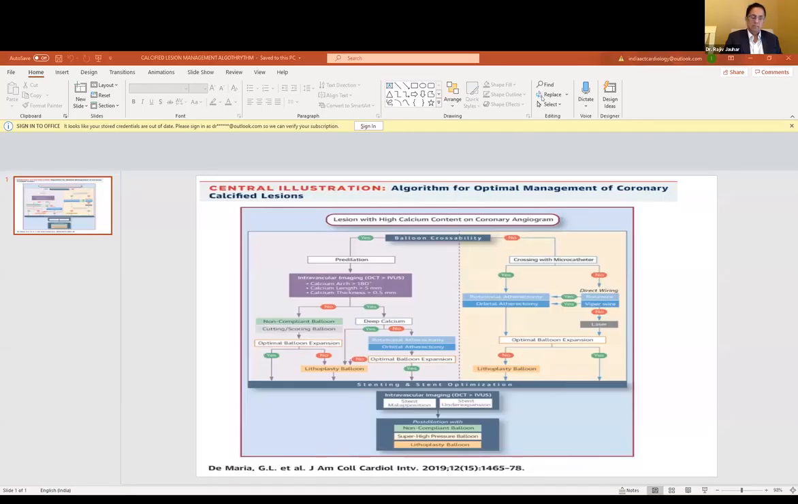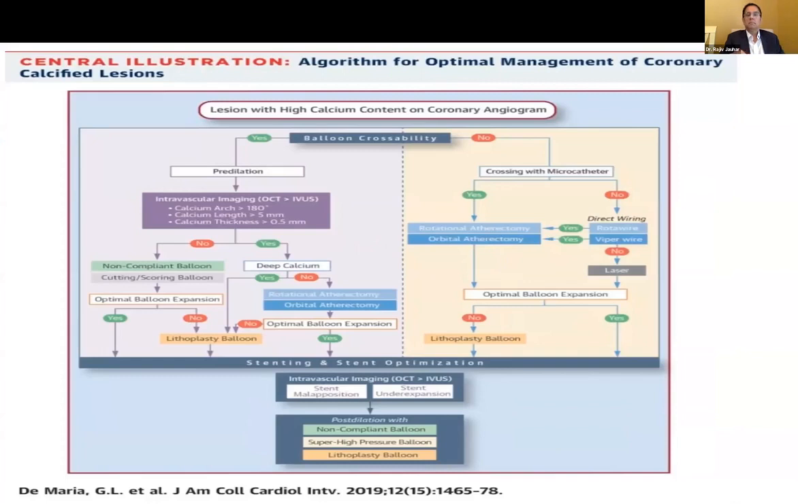Brilliant. I have one slide, which I am going to share on the screen. Can you see the slide? Hello? Yes, we can see it.